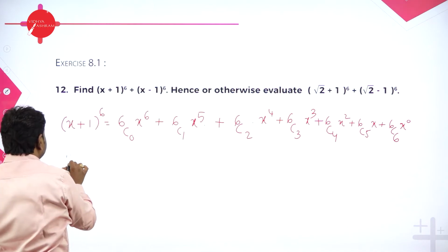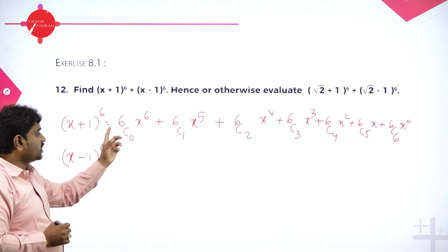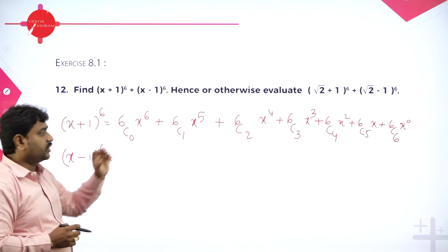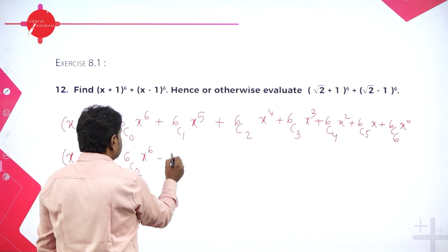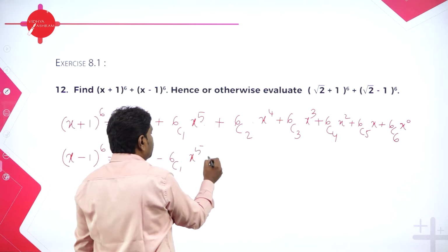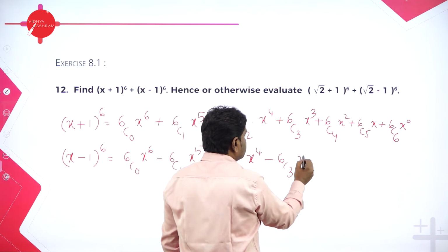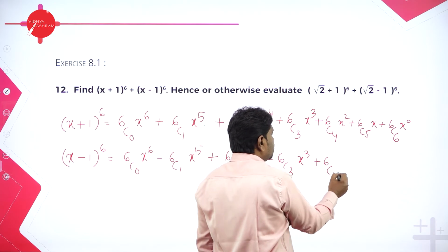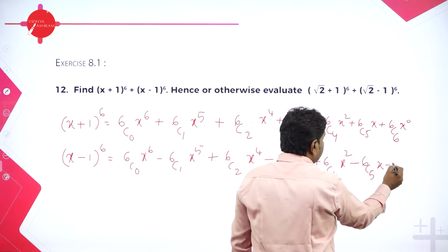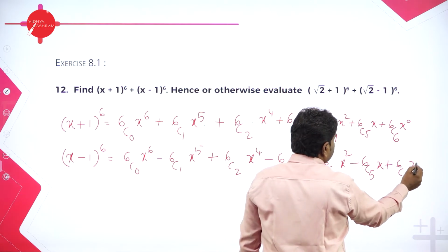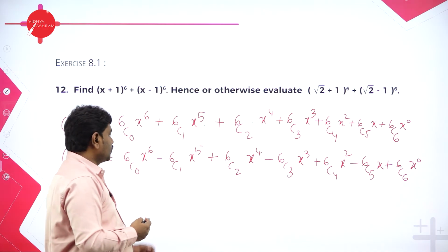Now further, x minus 1 power 6. See, if you have minus in between, plus minus alternate, one term positive, one term negative. Then it is 6c naught x power 6 minus 6c1 x power 5 plus 6c2 x power 4 minus 6c3 x cube plus 6c4 x square minus 6c5 x plus 6c6 x power 0. Now further you can add.